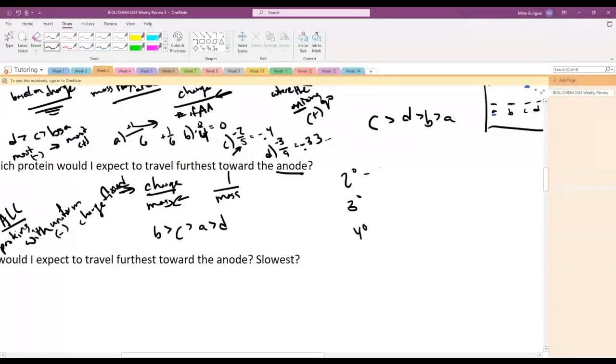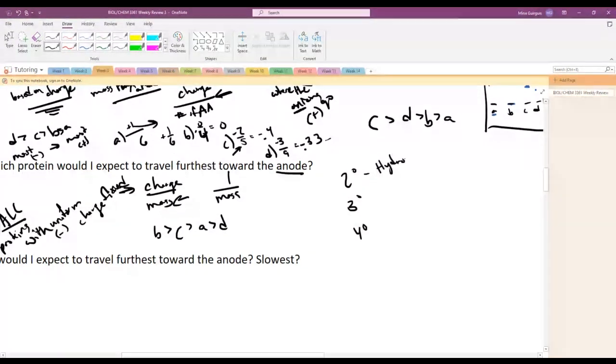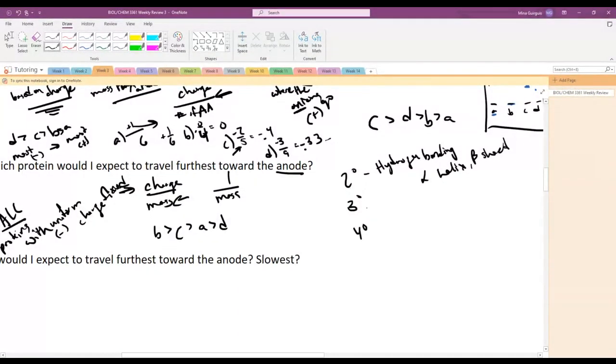So secondary structure are things like hydrogen bonding, basically. Anything involving these hydrogen bondings, something like an alpha helix or a beta sheet, that's going to be secondary structure.